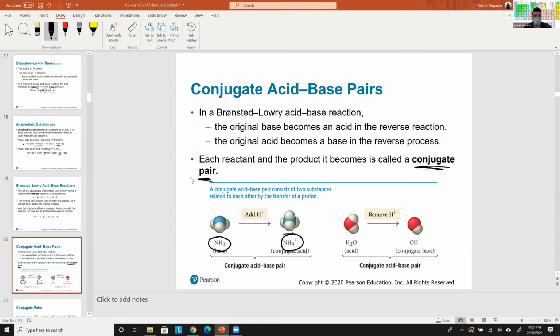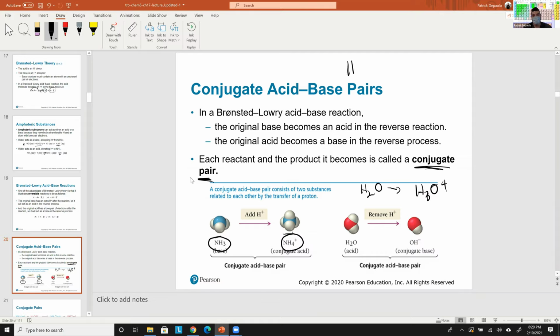So if I asked you, what is the conjugate acid of water? If water is the base, what is its conjugate acid? Good, H3O plus. And then if I asked you for water, what is its conjugate base? That's what we have here. It would be OH minus because you're removing that hydrogen. And water could do both, as we mentioned before. It's amphoteric. That's why it can have a conjugate acid and a conjugate base.